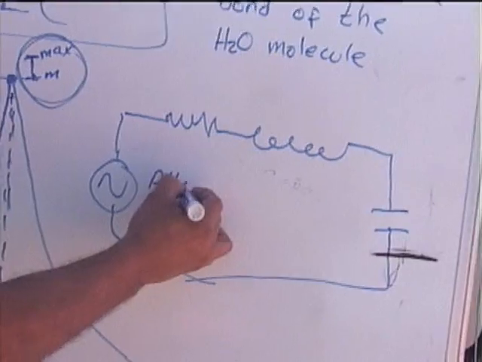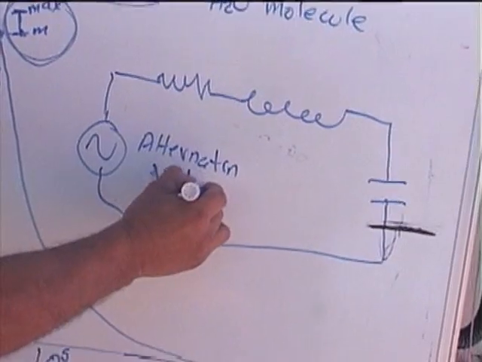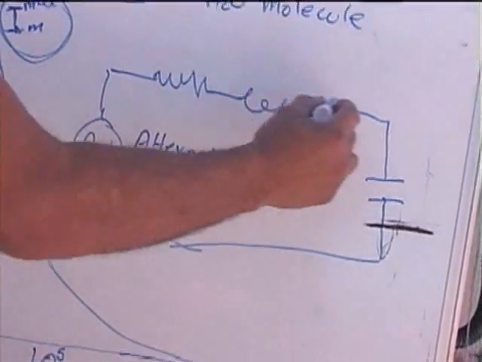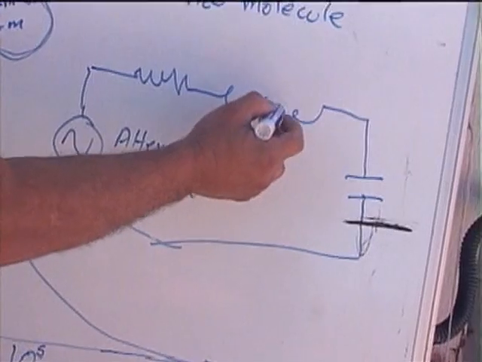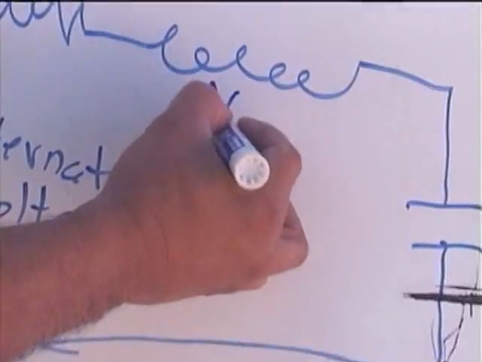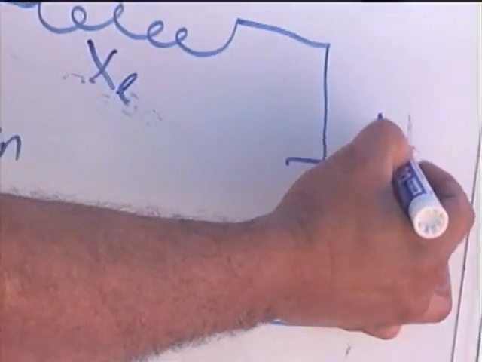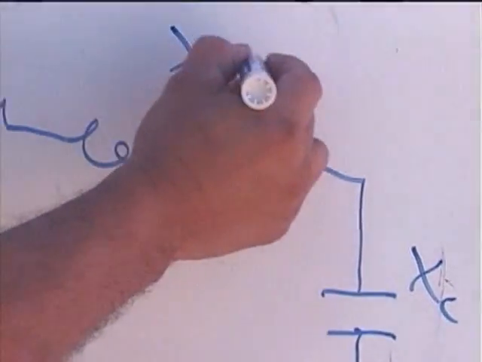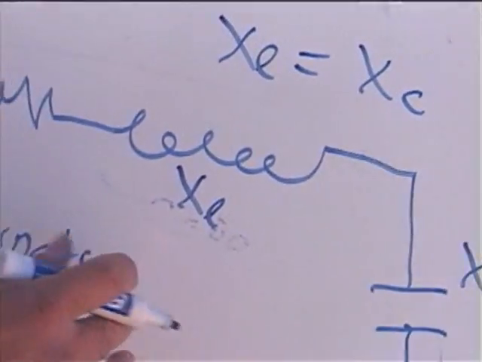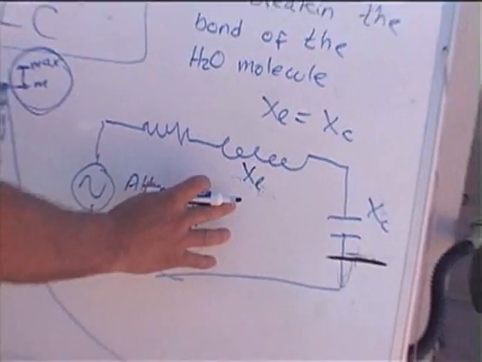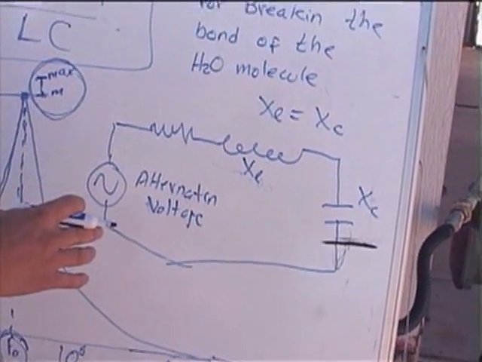Then alternating voltage passes through the circuit, and when XL equals XC, the whole circuit becomes a resonance frequency.